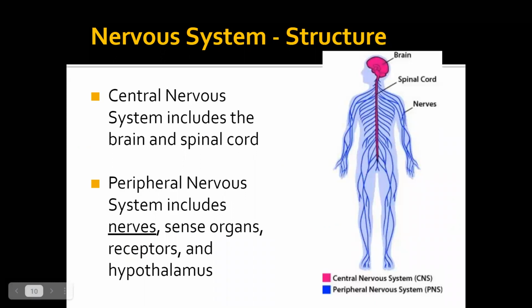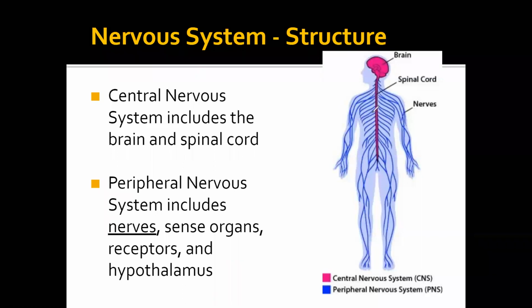Our nervous system is split up into a few different parts. We're going to talk about some of those parts. Our CNS, or central nervous system, consists of your brain and your spinal cord, nothing else. So over here on this diagram on the right, everything in pink is going to be your central nervous system. Your peripheral nervous system, on the other hand, is going to include your nerves, your sensory organs, receptors, and your hypothalamus, which technically is part of your brain, but it is also part of the peripheral nervous system. Peripheral meaning not central.